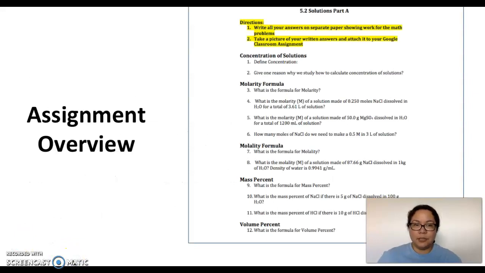Your assignment should look like this, the one that's been posted on Monday. What's different about this week's assignment is that you guys are supposed to be writing your answers on separate paper. And once you finish answering all of the questions, you are either going to take a picture of that and upload it on Google Classroom as an attachment, or you can scan it if you have a scanner at home. But whichever is easiest for you, the easiest is to take a picture using your cell phone and just uploading that picture as an attachment in your Google Classroom assignment.